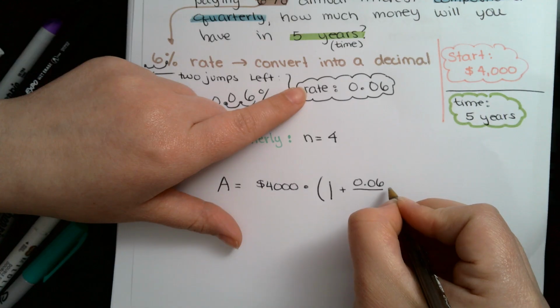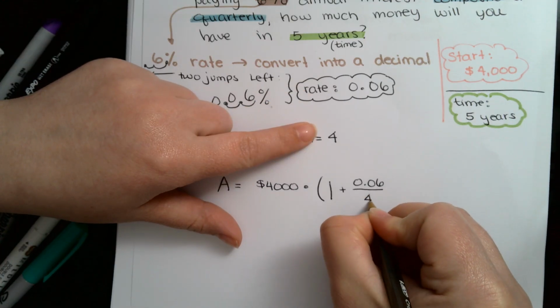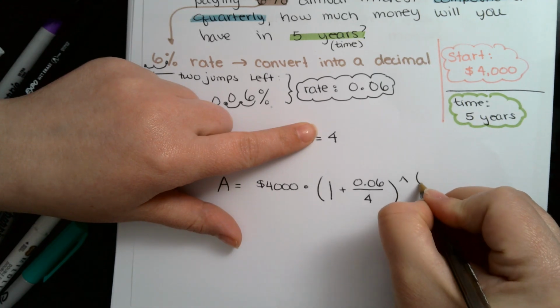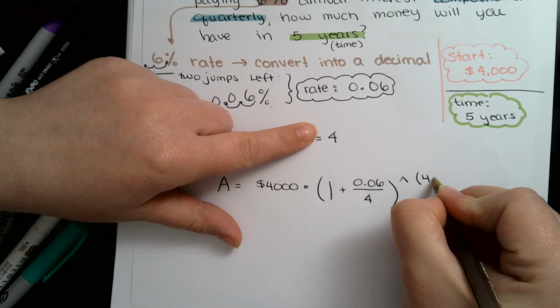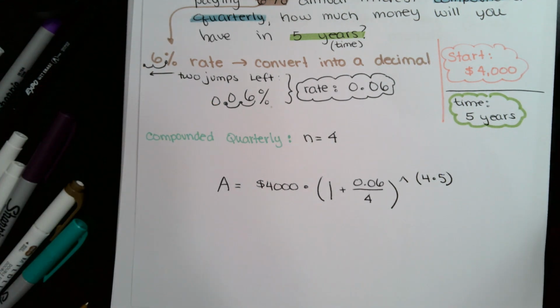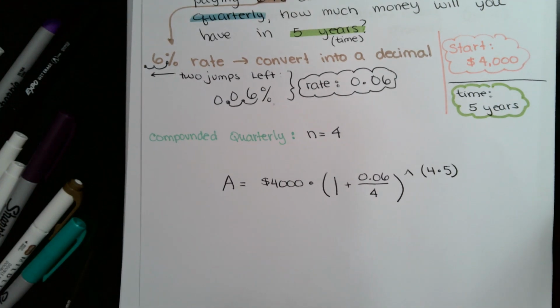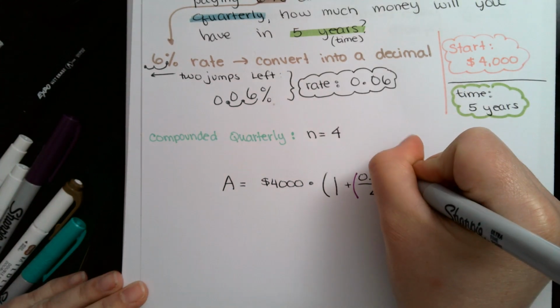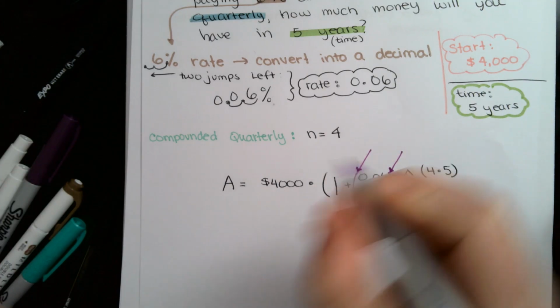Percentages are not allowed. Your N value was 4, close it, caret, and then here we have our N value, also 4, times T. How long are we waiting for? We are waiting for 5 years. Now, when you are typing this into a calculator, I am going to input an extra parentheses, and that parentheses will go around your fraction. If you do not put these parentheses in, your calculator will give you a wrong answer. Must be here. So extra parentheses.